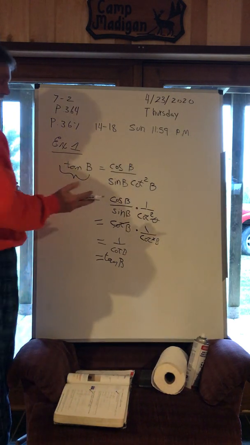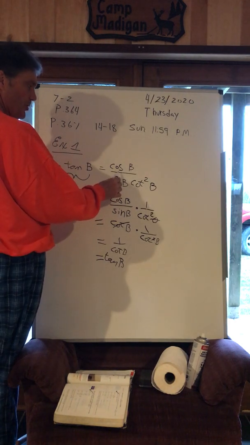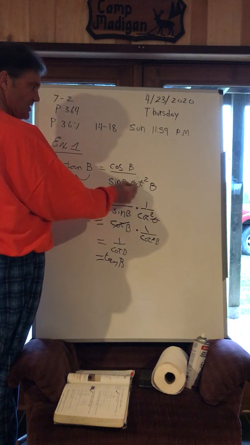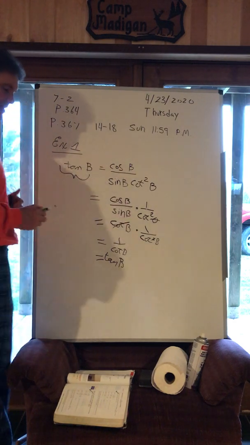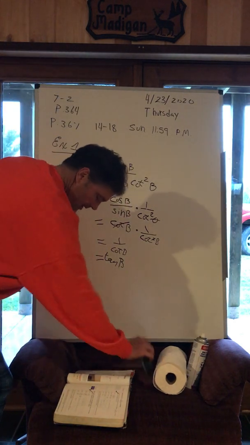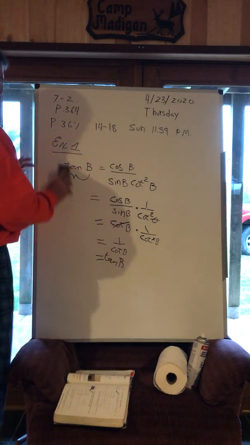But you can kind of see, you should know the cosine over the sine is a cotangent. That's why you can see the cotangents cancel. And then you can see 1 over the cotangent is really the tangent. So that's example 1 on page 365.